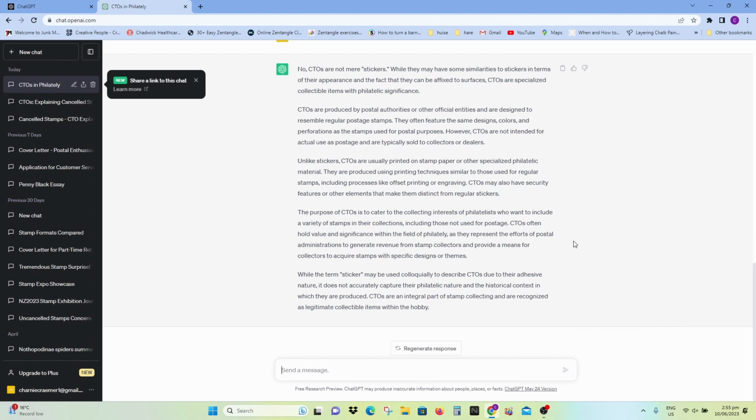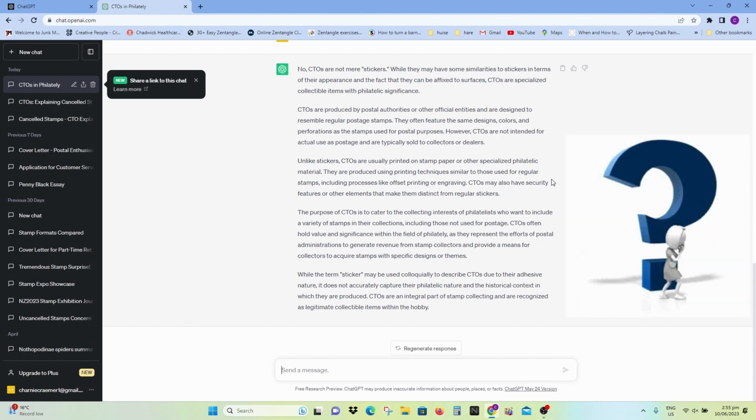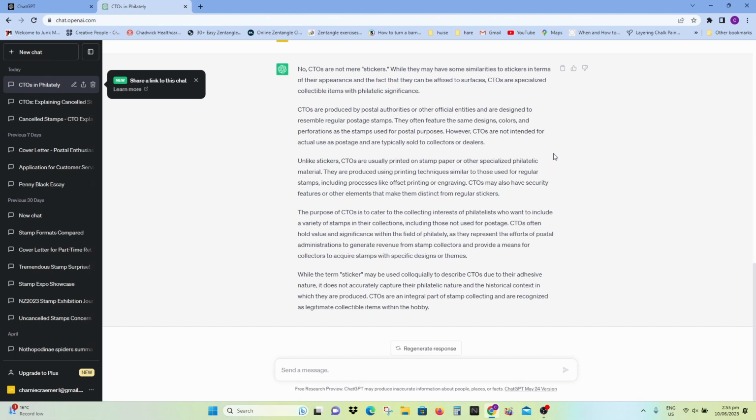Very interesting. I would really like to know your view about this. And if I truly believe what ChatGPT said here, then maybe CTOs are not such a negative thing. I don't know. I haven't made my mind up. My first reaction was very negative because it is being sold specifically to collectors and they are actually made for that purpose.